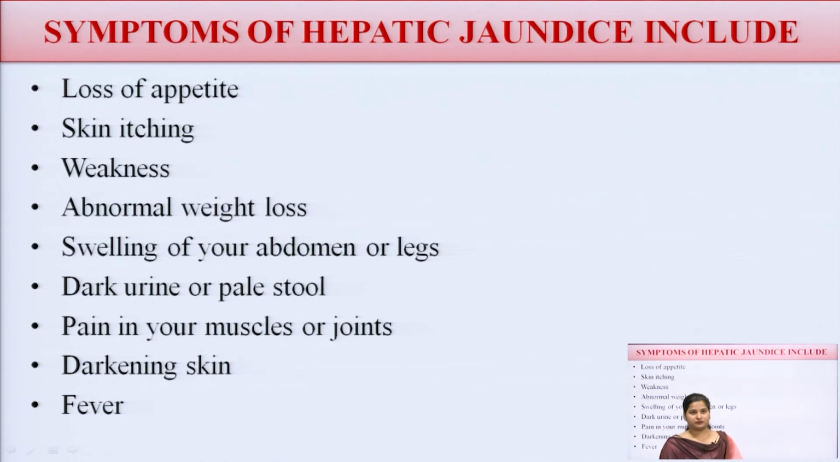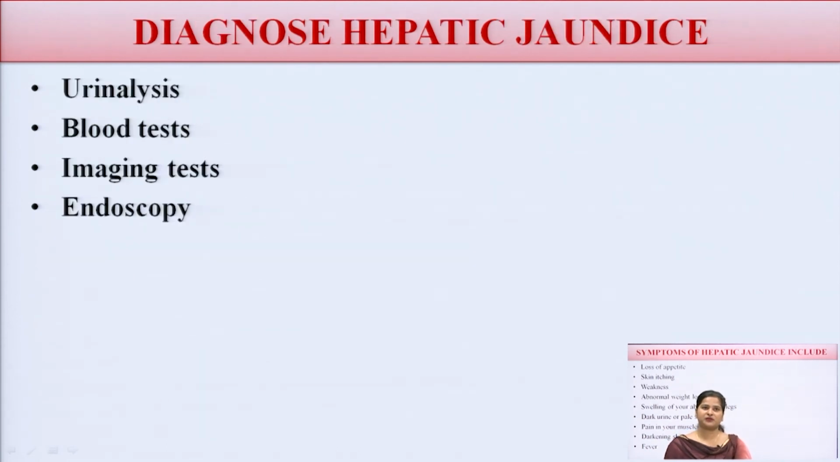Now, symptoms of hepatic jaundice. So, hepatic jaundice includes loss of appetite, skin itching, weakness, abnormal blood loss, swelling of the arms or swelling of the legs or the lower part of the abdomen, dark urine and pale stool, pain in the muscles or joints, darkening of the skin, and fever. Fever is mainly a sign of inflammation.